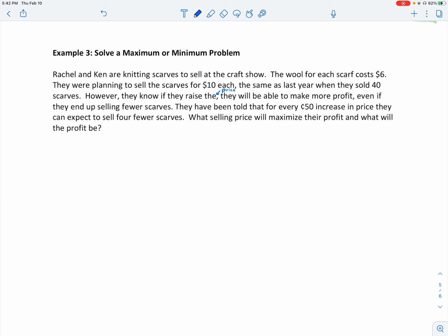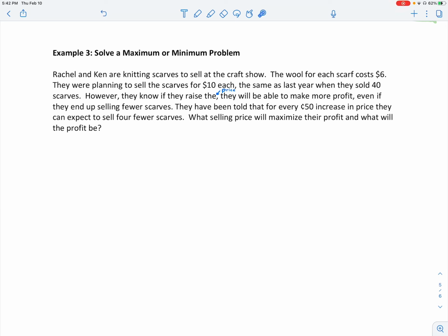Okay, so in order to do this question, we need to think about the number of 50-cent increases in price. For every 50-cent increase, they sell 4 fewer scarves. So if they increase the price too much, they're not going to sell very many scarves and there won't be much profit.